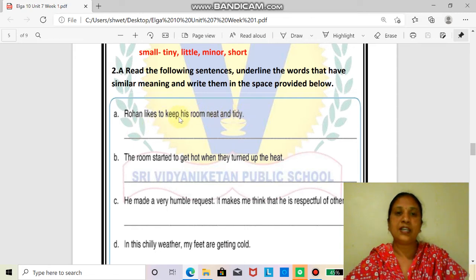So in this sentence, which two words have similar meanings? Rohan likes to keep his room neat and tidy. Which two words have the similar meaning? Can you guess it? Yes, neat and tidy. Both give the same meaning. So here I am going to underline neat and tidy and we'll write them in the space. So students, in the same way, you have to complete the remaining questions. We'll move to the next exercise.